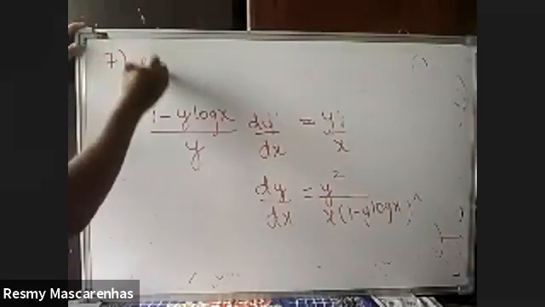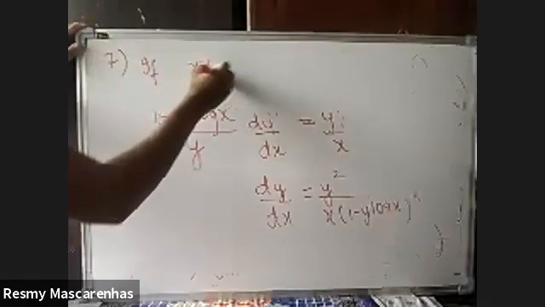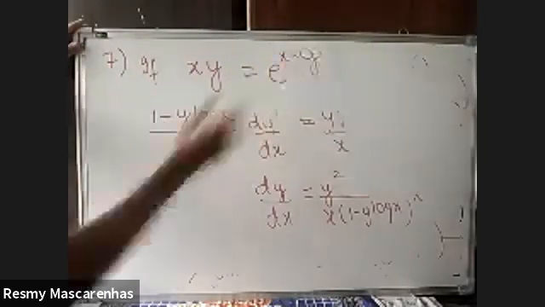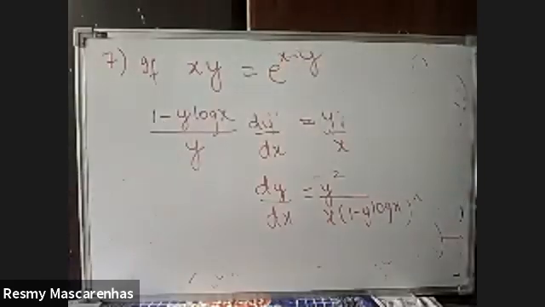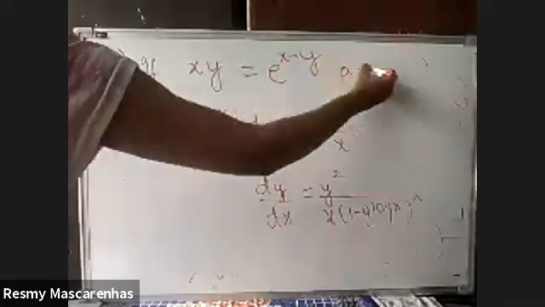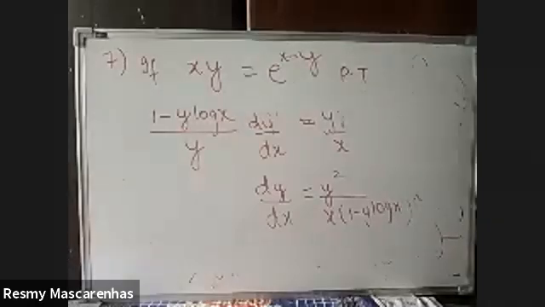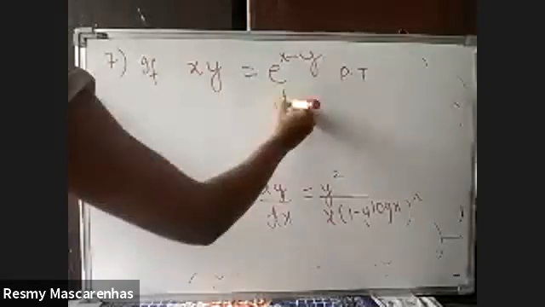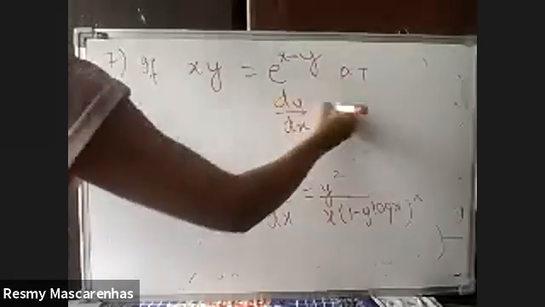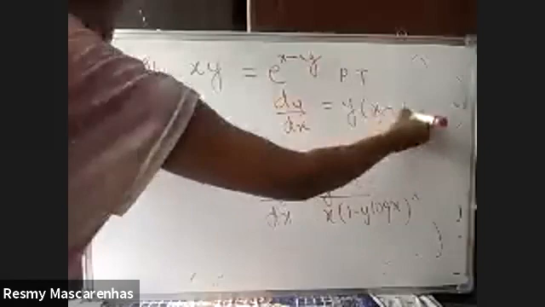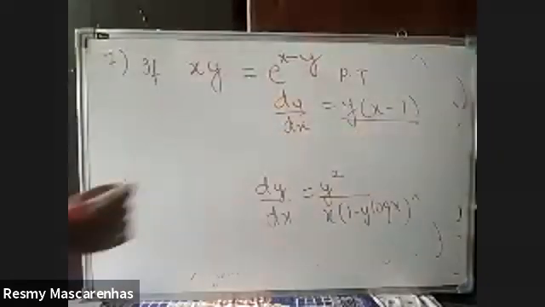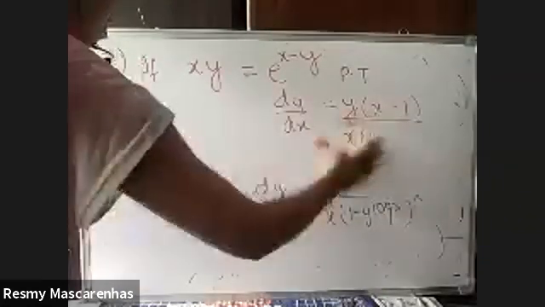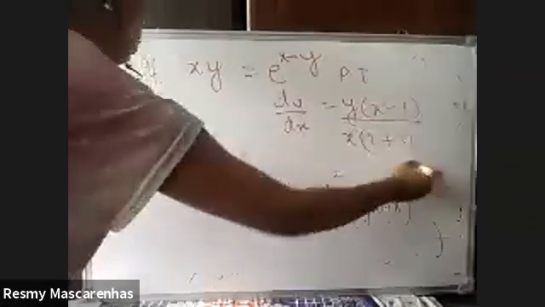Seventh one. If x into y is equal to e raised to x minus y, prove that dy by dx is equal to y into x minus 1 upon x into 1 plus y.